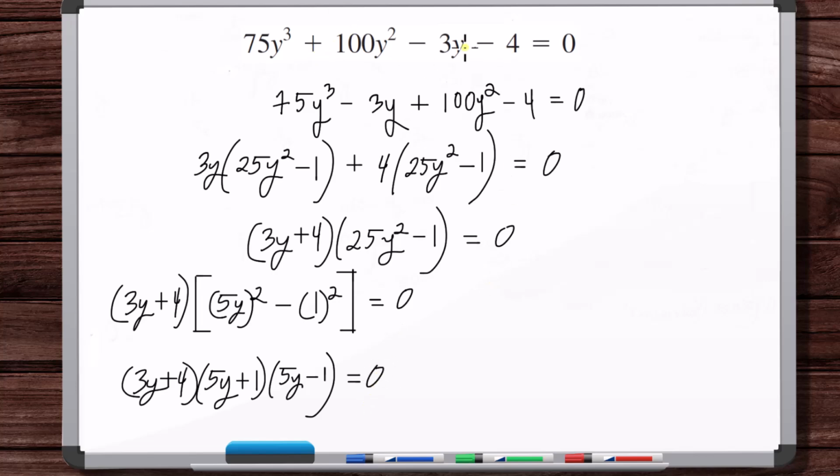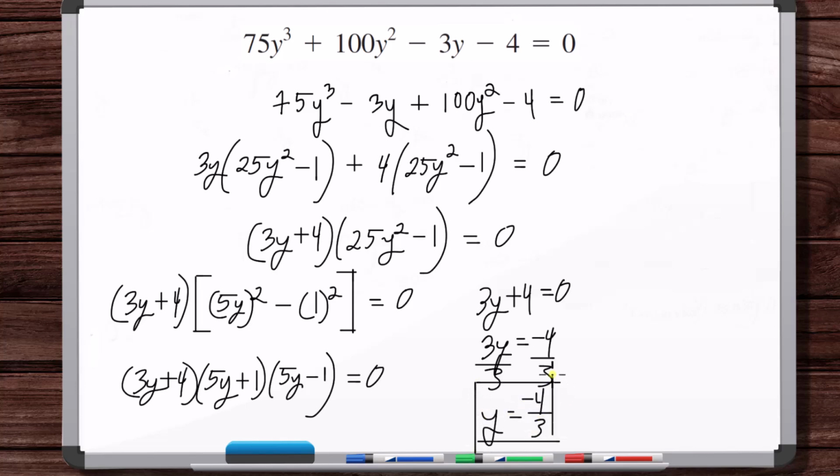We haven't changed this expression on the left. So if 3y plus 4 equals 0, that's going to be a solution. So y is equal to minus 4/3. Okay, if 5y plus 1 is equal to 0, that's going to be a solution. So y is equal to minus 1/5.